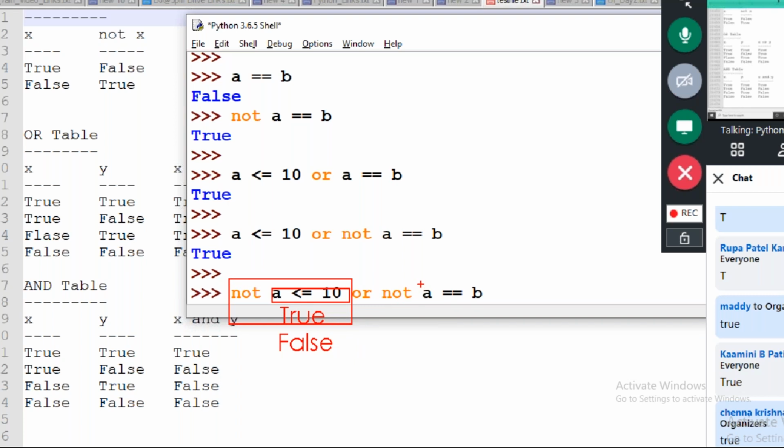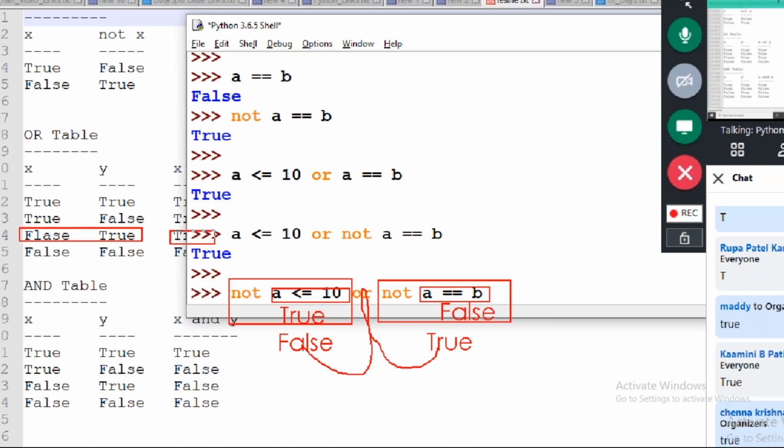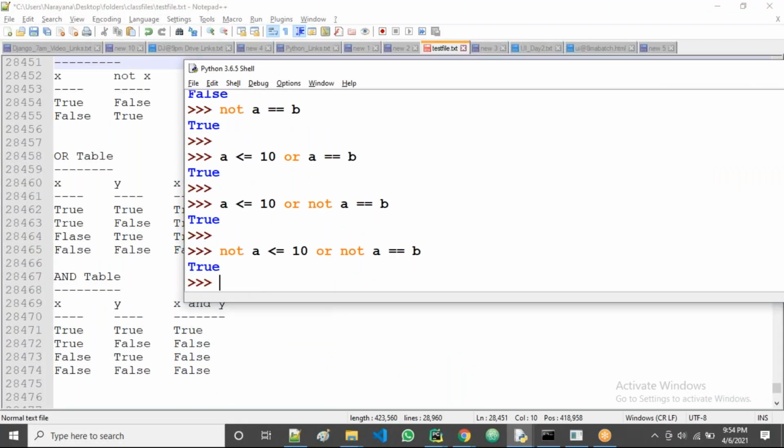Now coming here, this one, true or false? Initially it's false, right? Now not false means which one? True. So false or true, guys. False or true, there is a combination. Which one? True only, guys. That's all. Right. Now, let's take one more, guys.